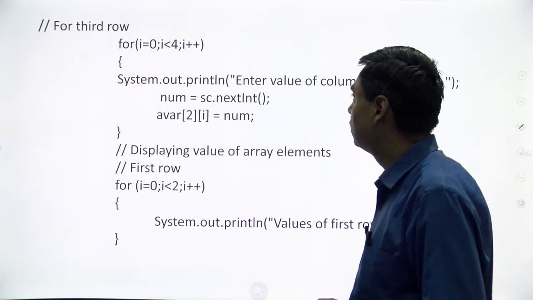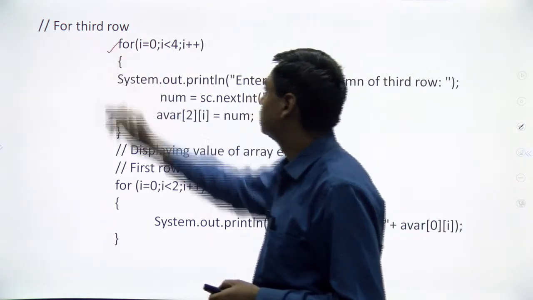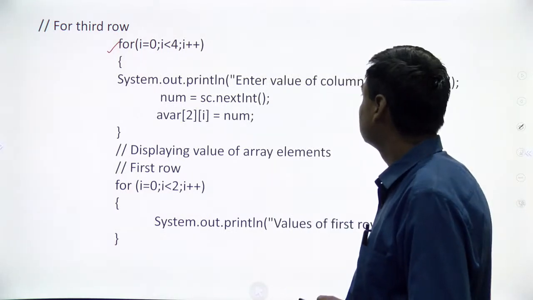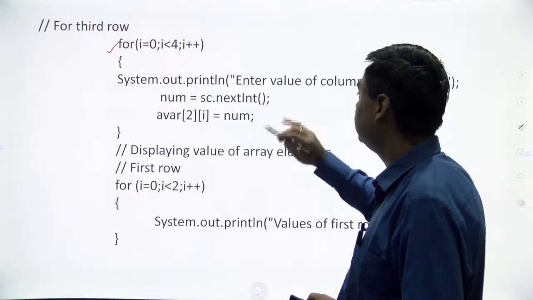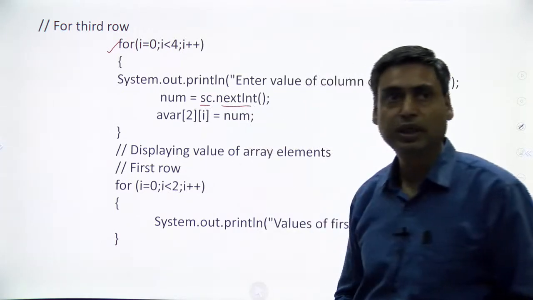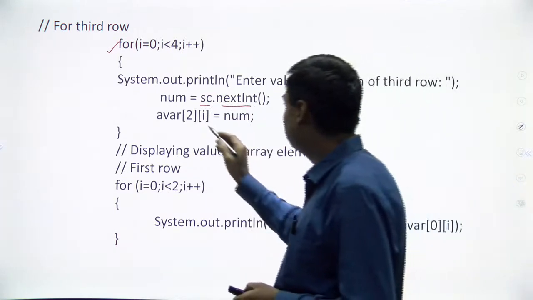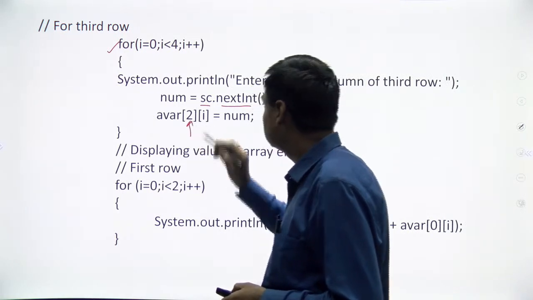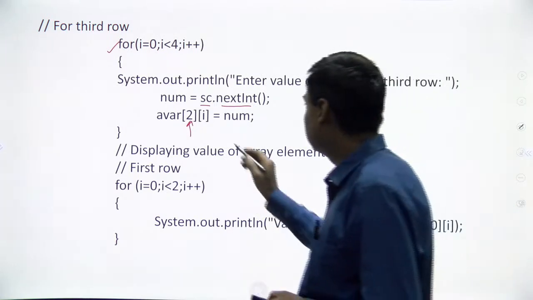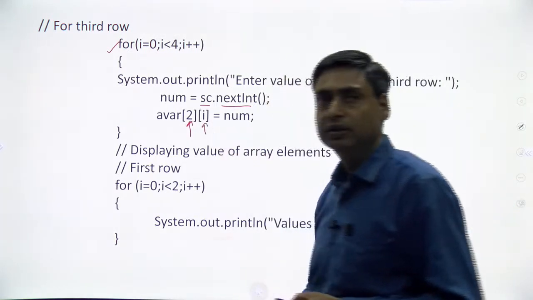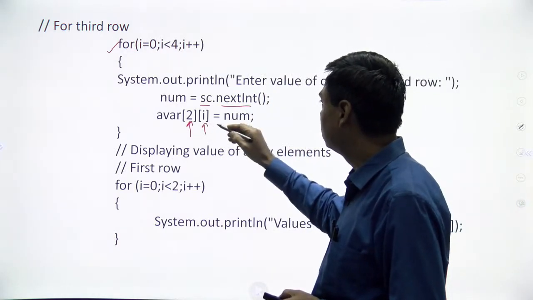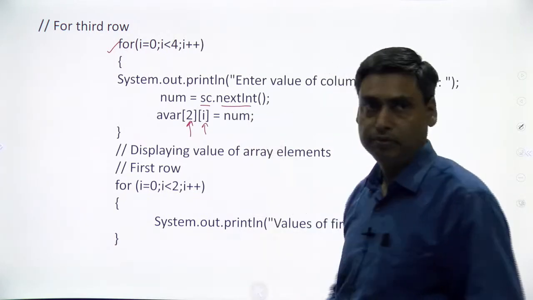This is the for loop for the third row, and in the third row we have the number of columns 4. So we are putting the value in each location. Again we are using sc.nextInt to get the value from the user, and the important part is we fix the row, that is 2, and the column is variable because it is i, the number of columns will vary. So num will be stored in the second row and in each column.